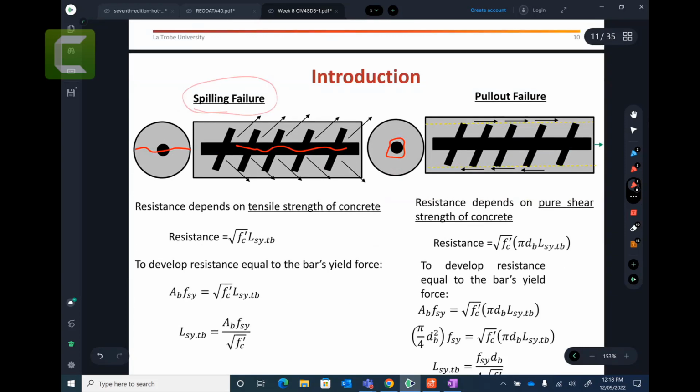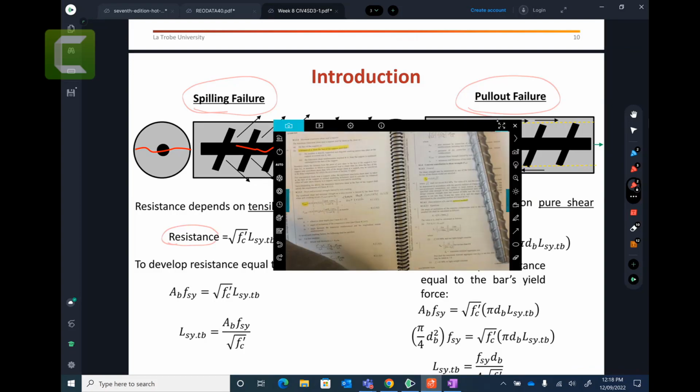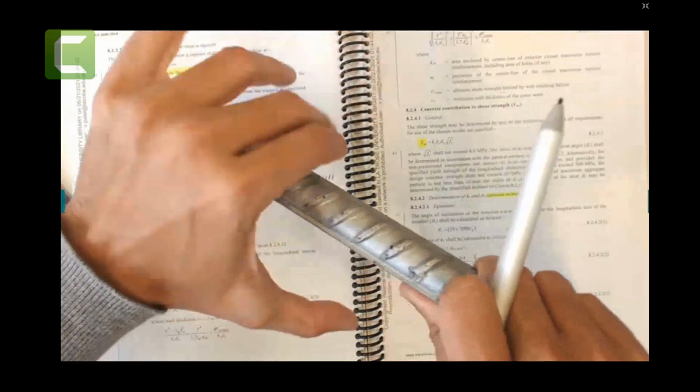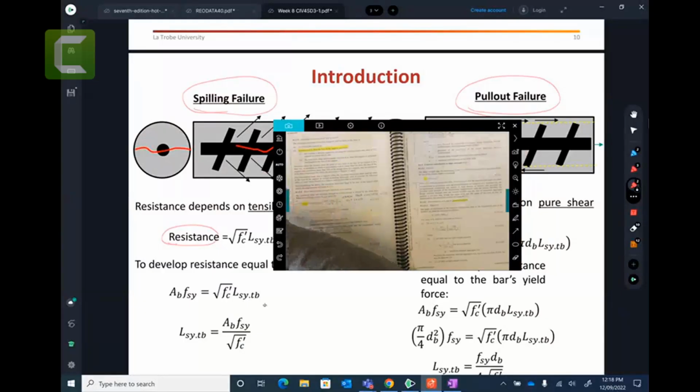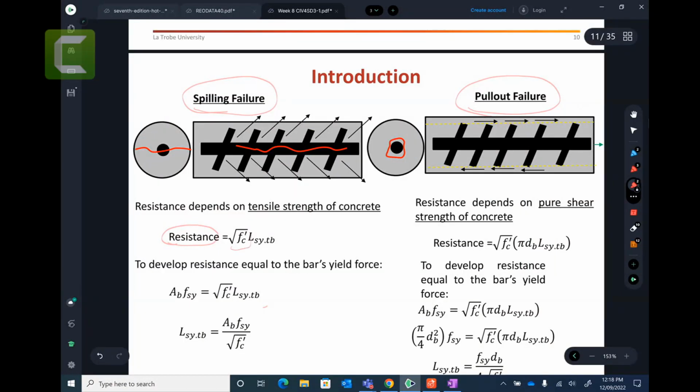Now, splitting failures and pull out failures. How does the resistance work? So let's say you have a resistance, right? Resistance meaning I will not let it go. This hand has enough resistance to not let it go. That is the resistance. How much resistance you have depends on how much concrete strength you have and how much length you are providing.